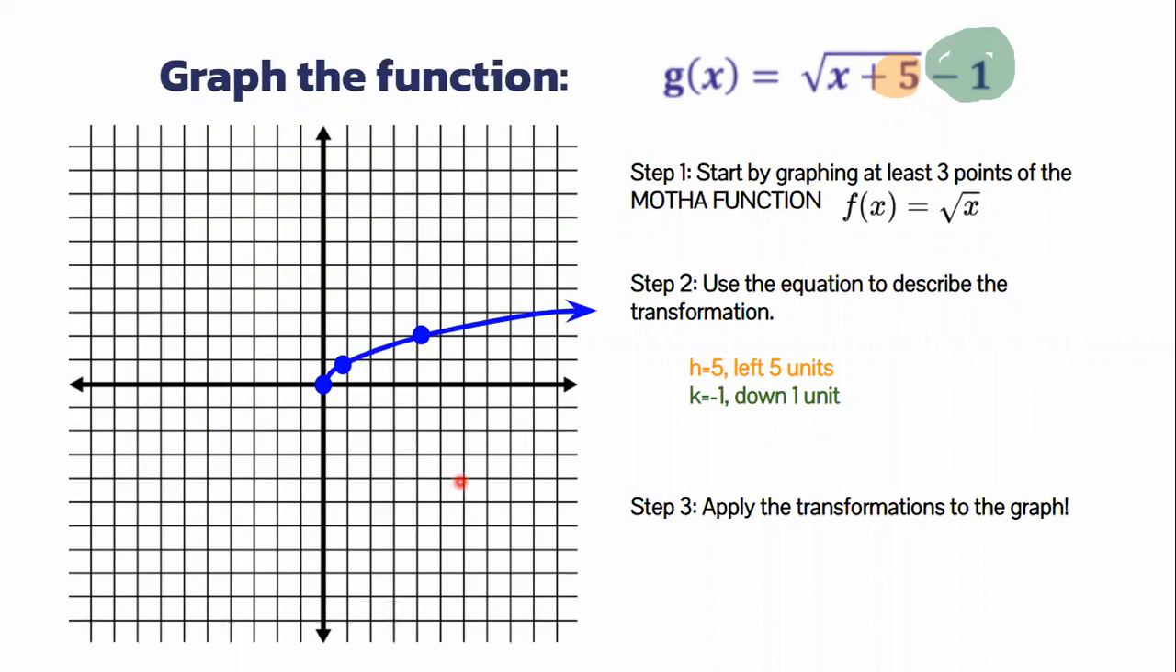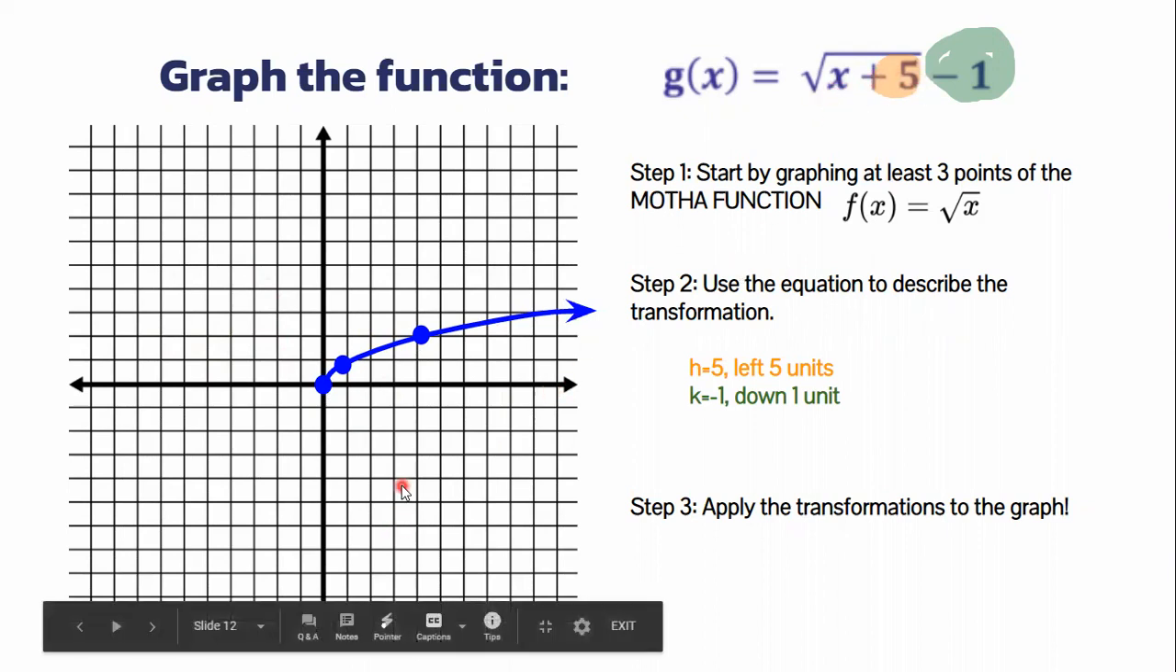Start by graphing at least 3 points of our parent function, f of x is the square root of x. Then we're going to use the transformation to actually move our graph. So for me, I'm going to go from inside out. So I'm going to actually move my graph left 5 units. So each point, 0, 0 is going to move left 5 units. 1, 1 is going to move left 5 units. 4, 2 is going to move left 5 units. And remember, this is only going to affect the x because x is only left and right, and left and right is also right next to the x value.